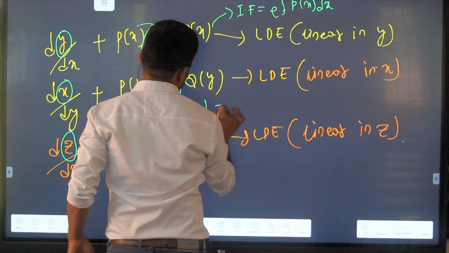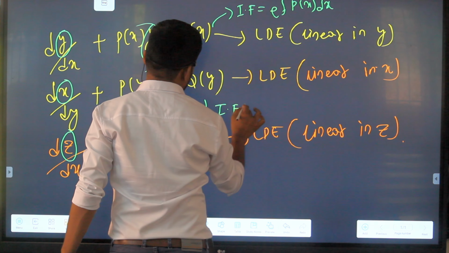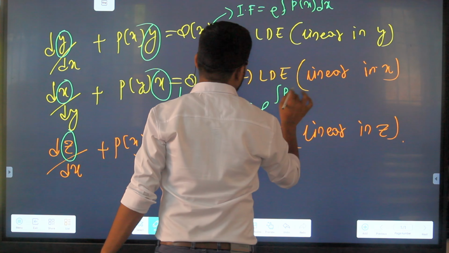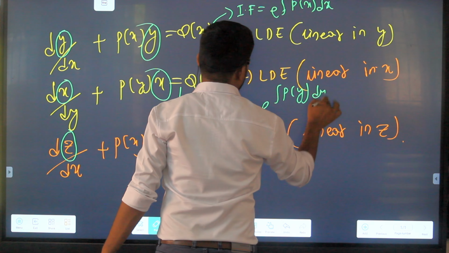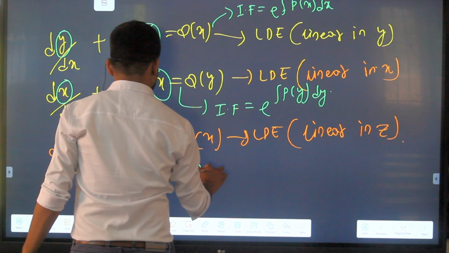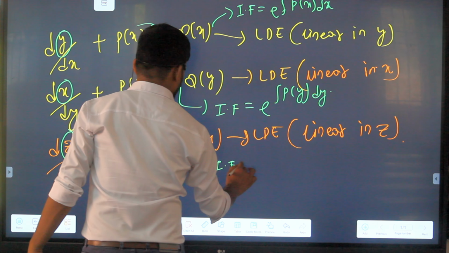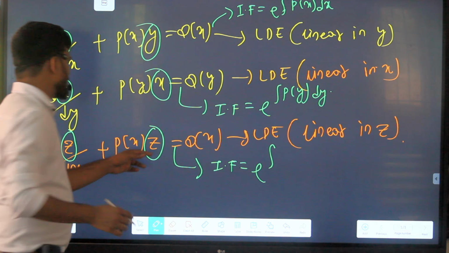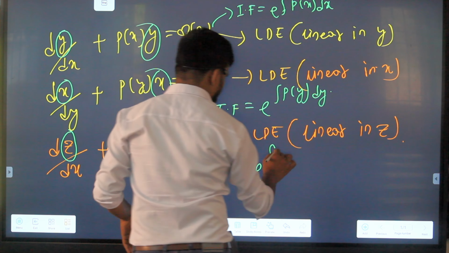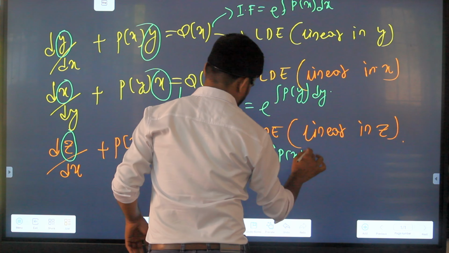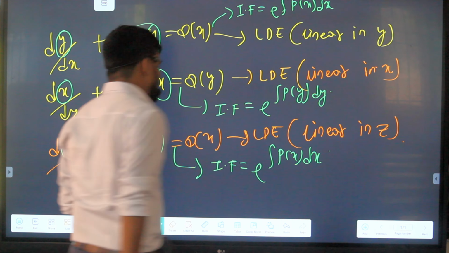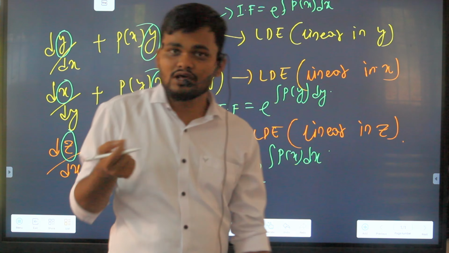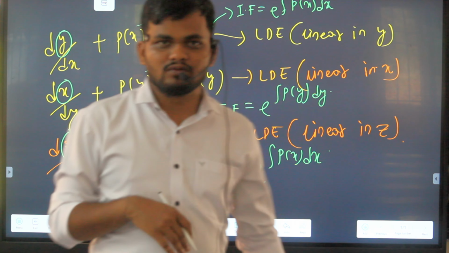Similarly, for this one the integrating factor is e to the power integration of the coefficient of the dependent variable, p of y, so we have to integrate with respect to y. For this one the integrating factor is e to the power integration of the coefficient of the dependent variable z, which is p of x. So it is e to the power integration of the coefficient of the linear term with respect to that variable.